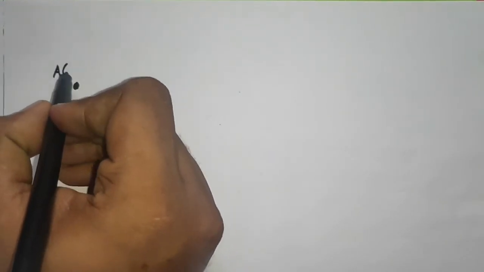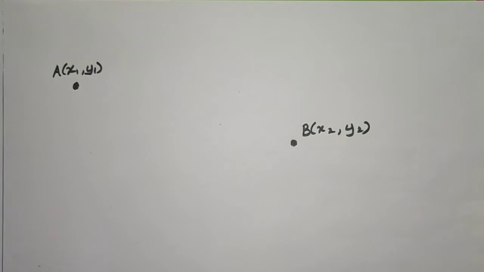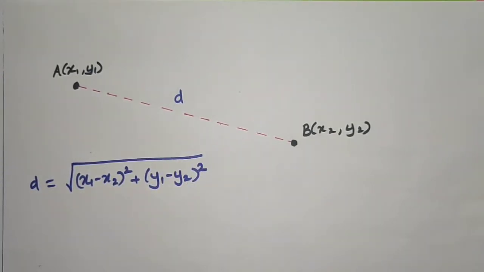Now suppose that we have 2 points, A(x1, y1) and B(x2, y2), and we have to find AB, that is the distance between (x1, y1) and (x2, y2). We can find this distance as root of (x1 minus x2) the whole square plus (y1 minus y2) the whole square. Here it is fine if we use x2 minus x1 and y2 minus y1 instead of x1 minus x2 and y1 minus y2. It's all the same because it's going to get squared. It's going to be the same ultimately.